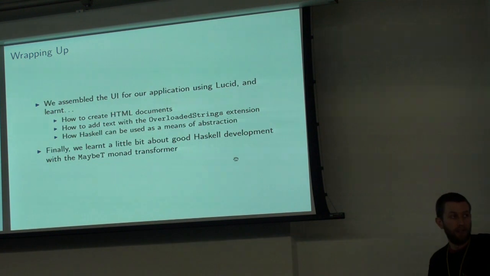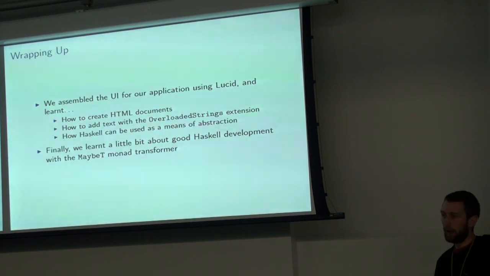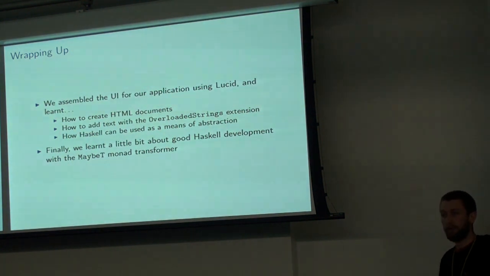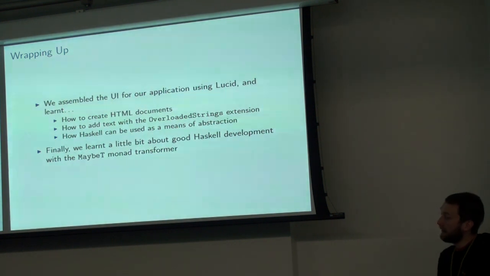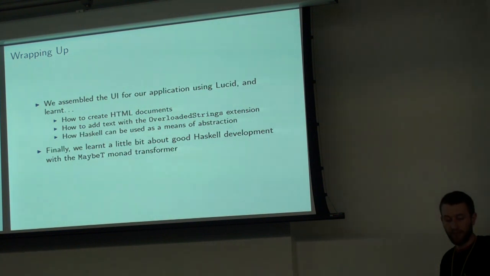And then we assembled all of the UI for our application using the Lucid domain-specific language. And we saw how to create basic HTML documents with constant values, and also supply our project data types in there so we can make these HTML documents dynamic. And we also saw Haskell as a means of abstraction over HTML trees. So we broke out that page template and we saw how we could use common functions like maps and folds and concatenation to basically use Haskell as a templating language for HTML documents. And then we just saw briefly, although I skimmed through it quite quickly, what is perhaps some slightly more advanced Haskell development, although I think it's better Haskell programming, which is the use of abstraction with the MaybeT monad transformer.